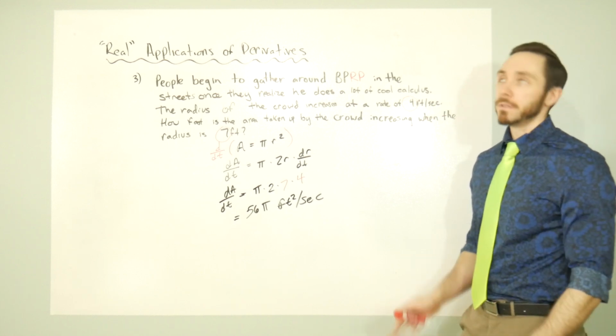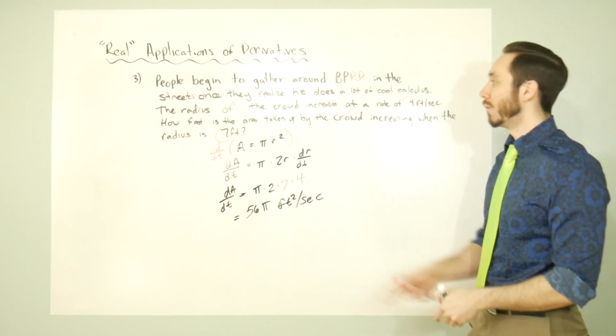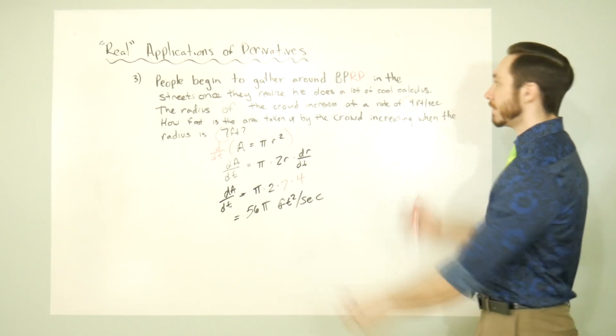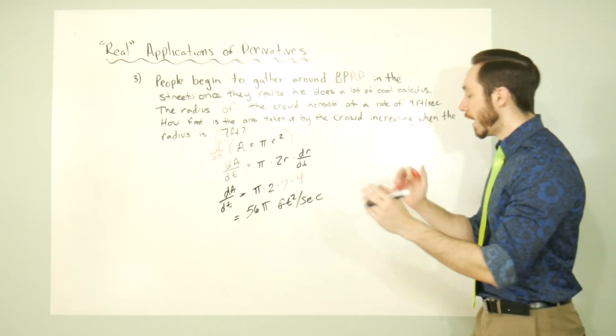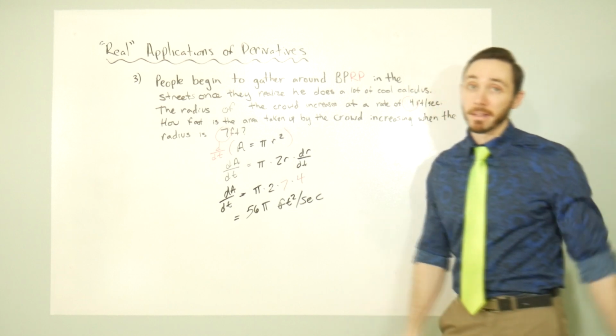So a few little tricks here. One being the chain rule. Two being figuring out what goes where when you plug in. And then three being, well, figuring out the unit at the very end.